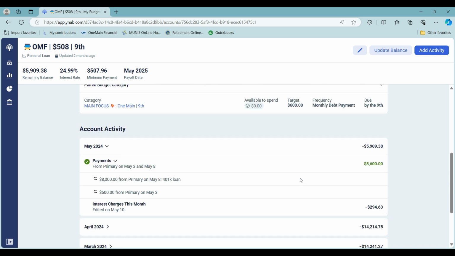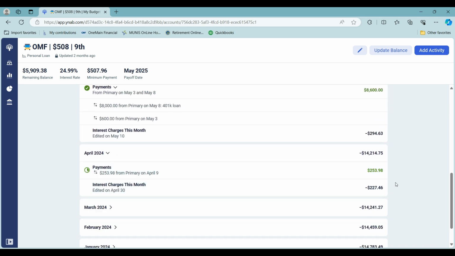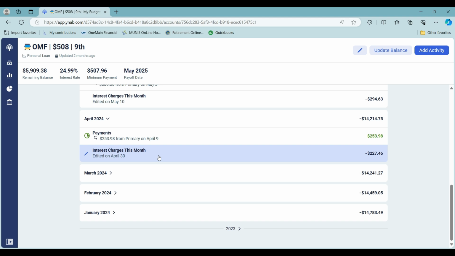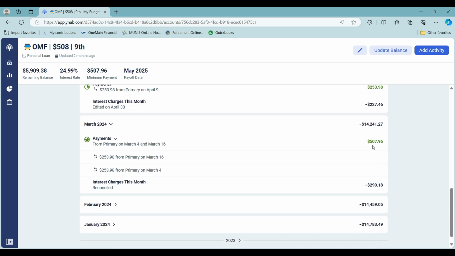And what I'm going to show you is each time I make a payment. So in the month of April, I was only able to pay $253.98. Of that amount, they took $227 in interest. All right, give you something better. In the month of March, I paid $507.96, and they took almost $300 of that for interest.